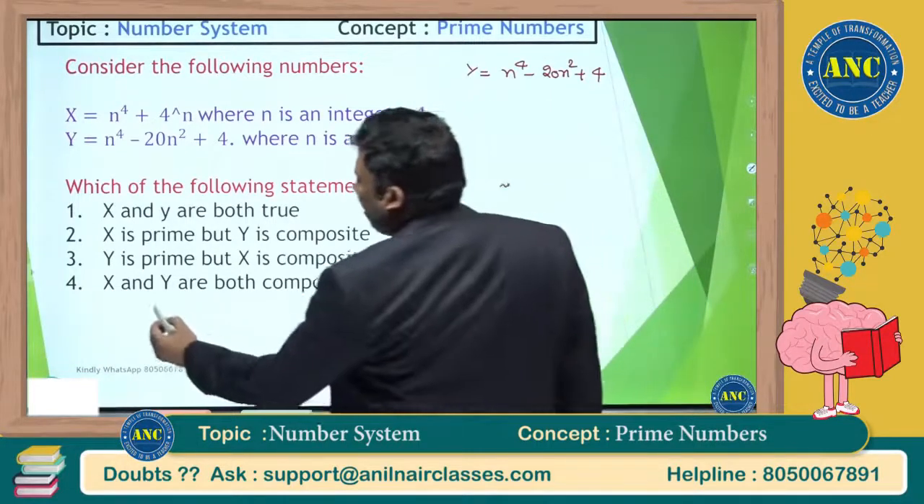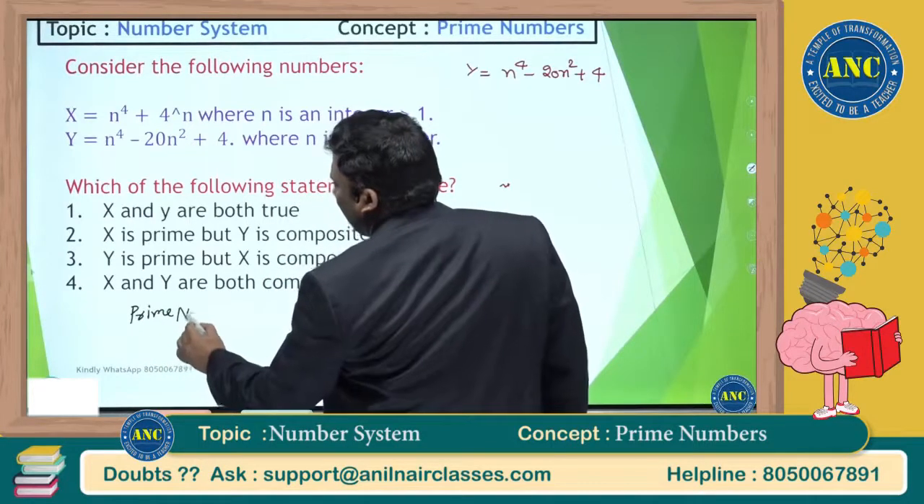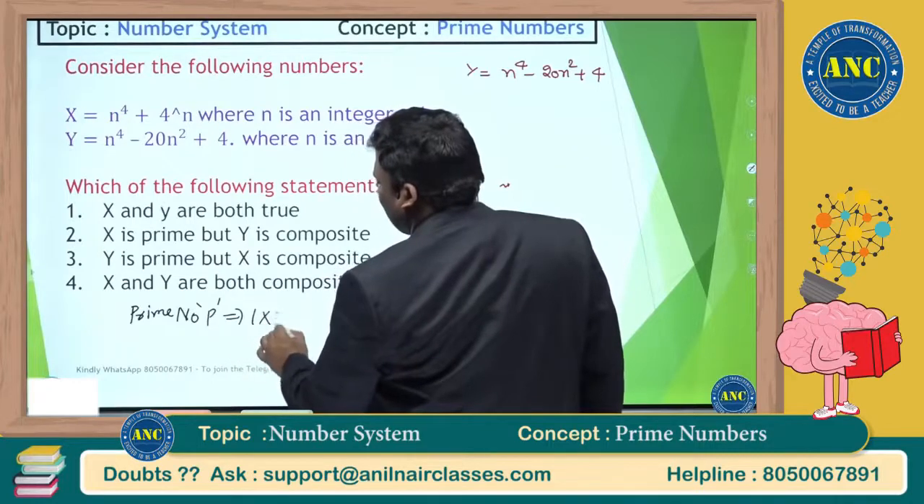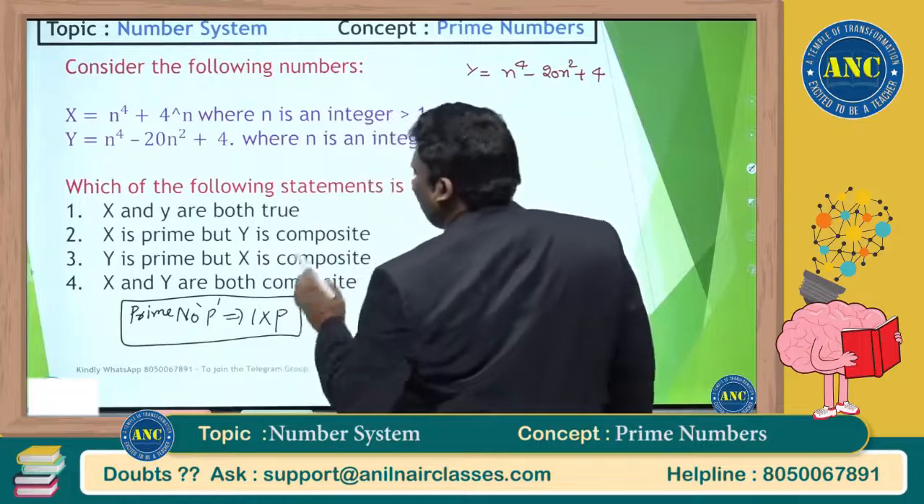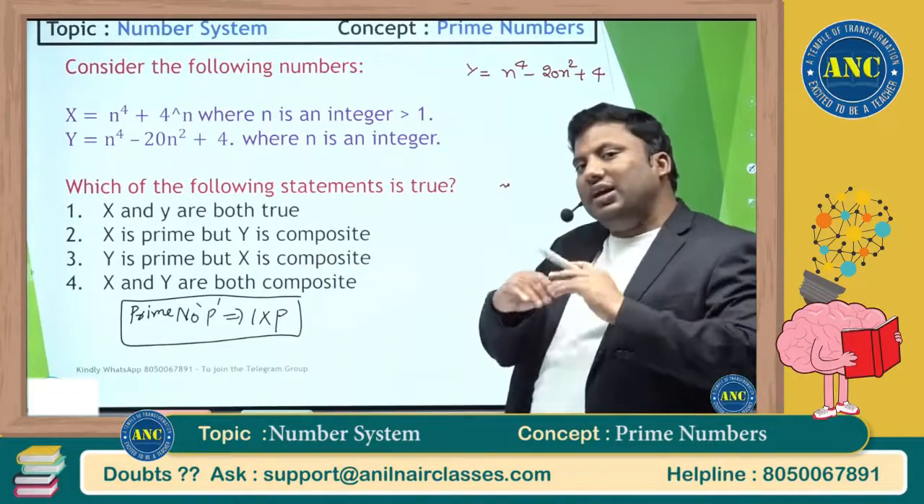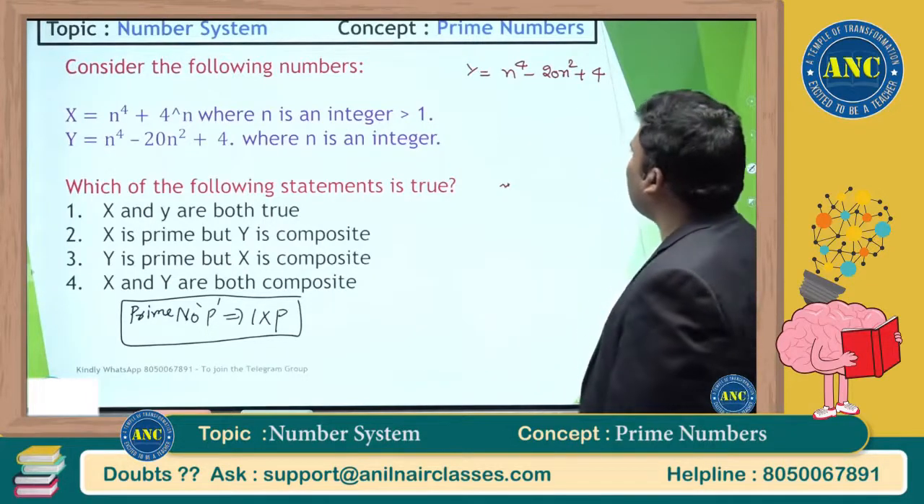What is the definition of a prime number? A prime number P will have only two factors: 1 into P. Only two factors, that is 1 and itself. If I get anything extra beyond 1 and itself, then the number is a composite number.